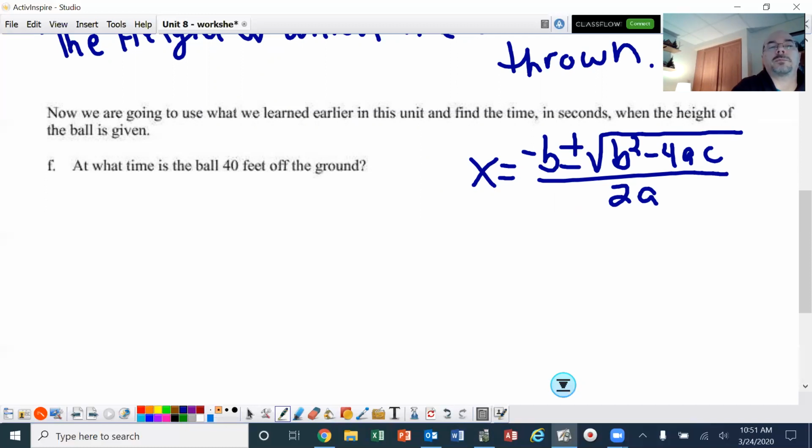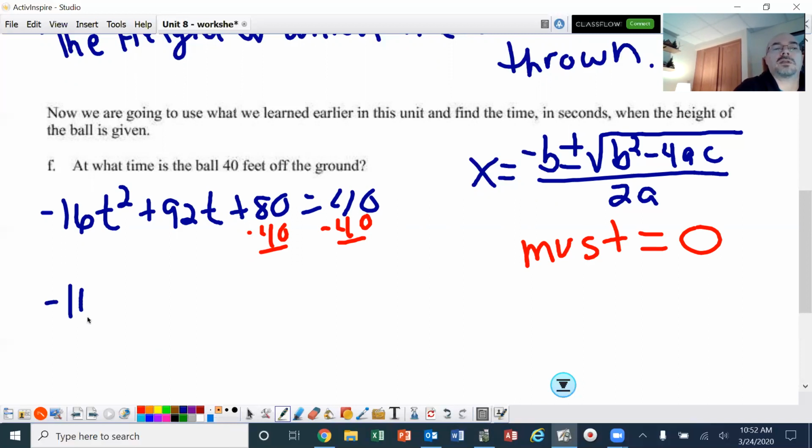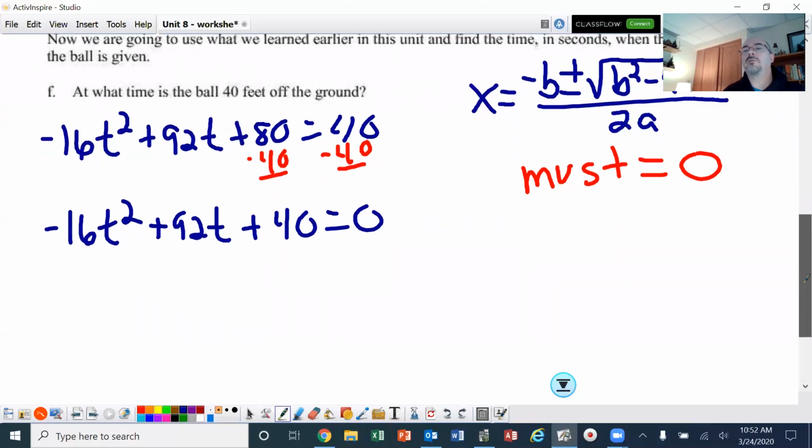Well, let's see. You're going to take that equation and you're going to set it equal to 40. Now, remember what we talked about in the last lesson. In order to use the quadratic formula, it must equal 0. So we're going to have to go ahead and subtract this 40 first. Now we have negative 16t squared plus 92t plus 40 equals 0. Now we can use the quadratic formula.